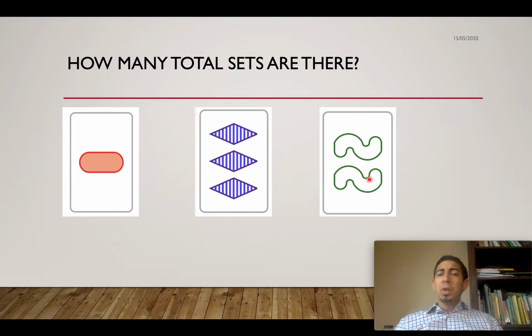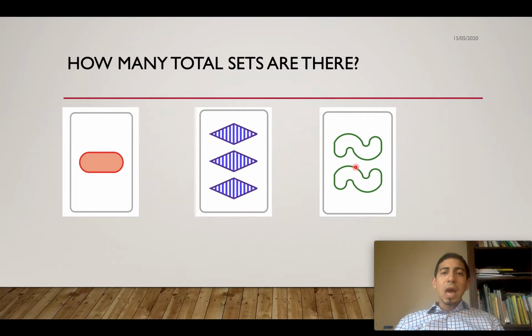This is the only card that forms a set with the red one oval and the three partially shaded purple diamonds. This is the only card that forms a set. So given any two cards, there is a unique third one that forms a set. That's a key property. Given any two cards, there's a unique third one that forms a set with those.